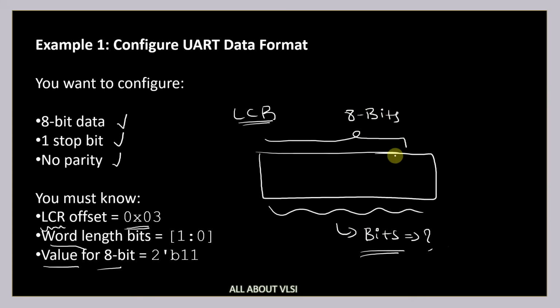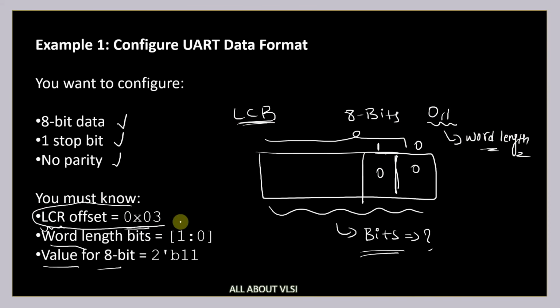Okay, and let's say these two field values, the LSB and the next bit, will decide some configuration. Let's say they decide bits 0 and 1, the word length. Depending upon the values which we update here, the IP is going to be configured. Now, if I want to drive data into this LCR register, first of all I need to provide the offset address from my test bench, and next I'm going to provide the data.